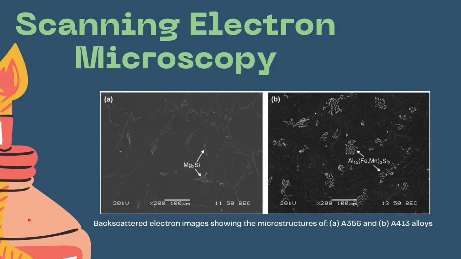These are some samples of SEM images showing the microstructure of A356 and A413 alloys. You can see that these images are at microscale.